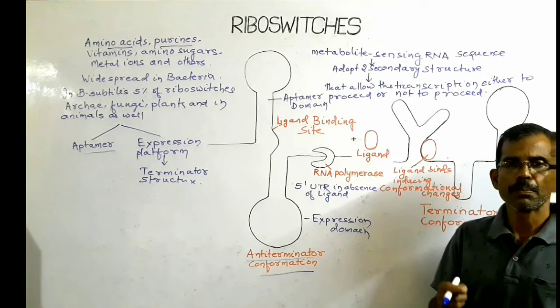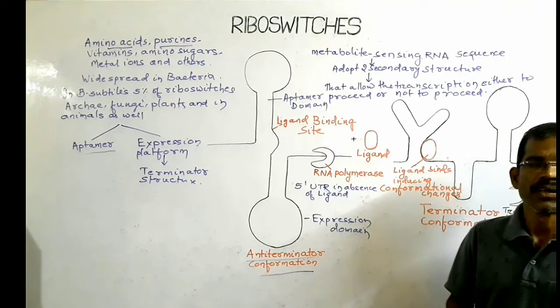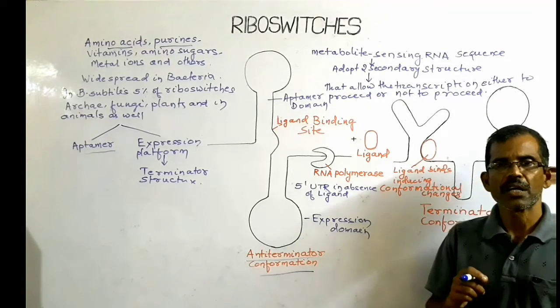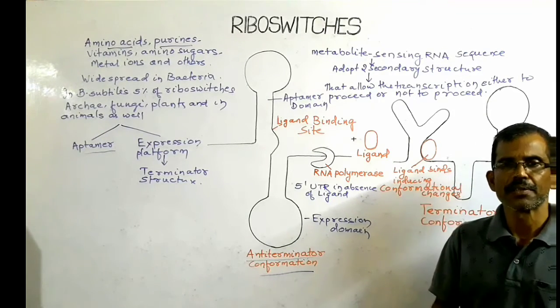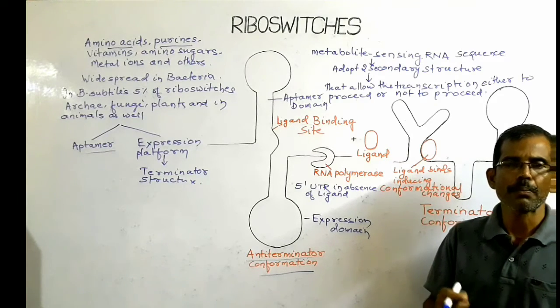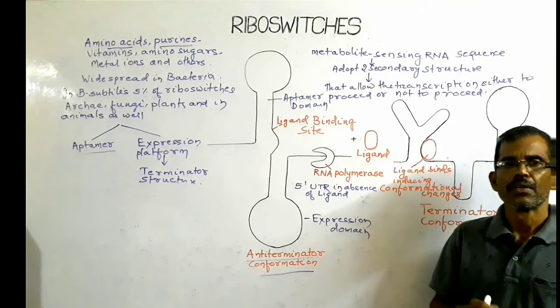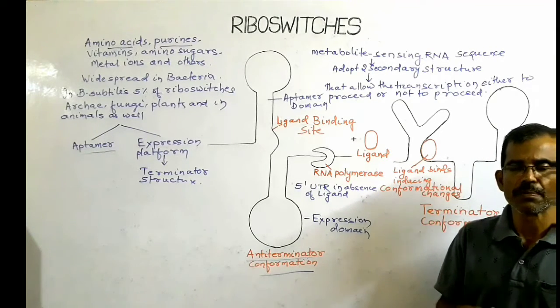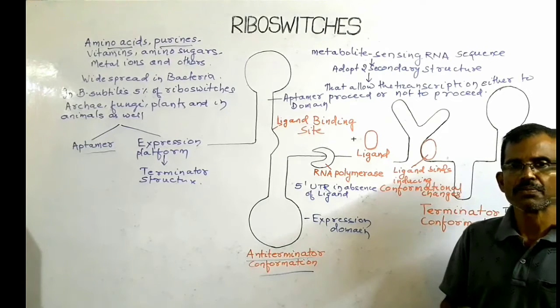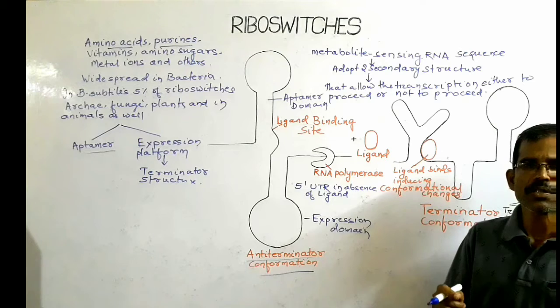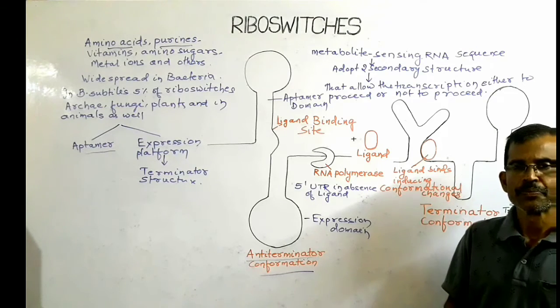The situation becomes entirely different when charged tRNAs are present but uncharged tRNAs are absent. In this case, the default position of the 5' untranslated region causes the formation of a terminator structure. The formation of the terminator structure ultimately terminates the process of transcription.